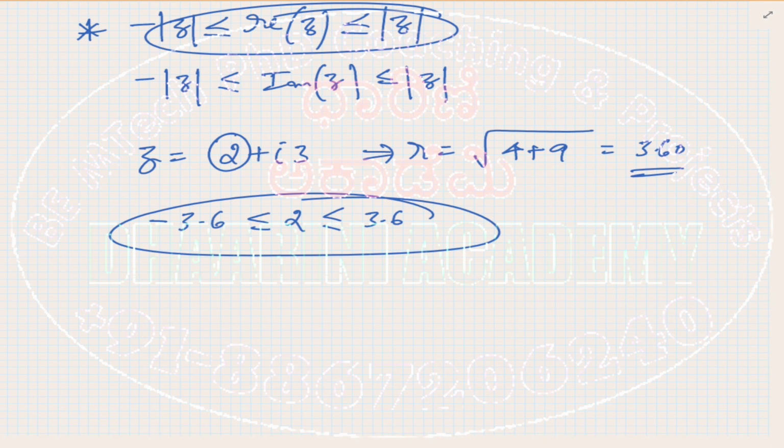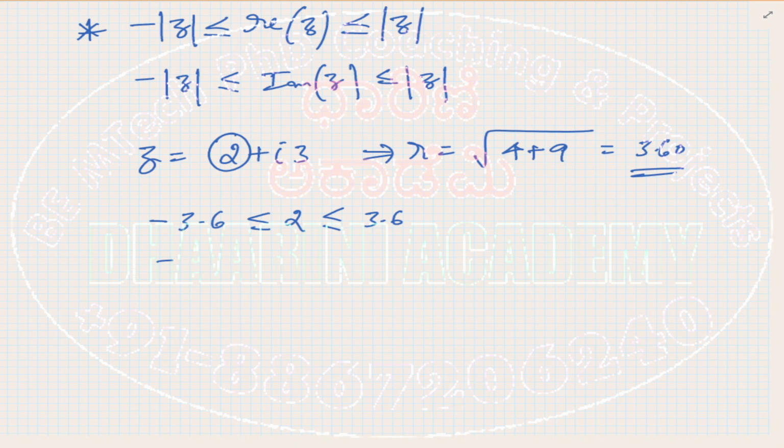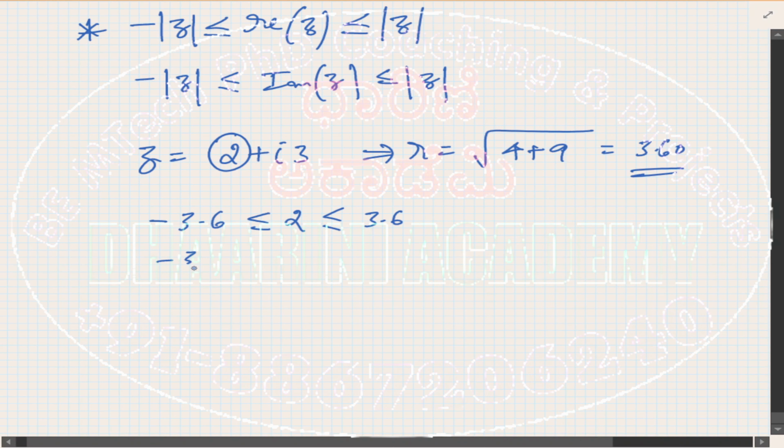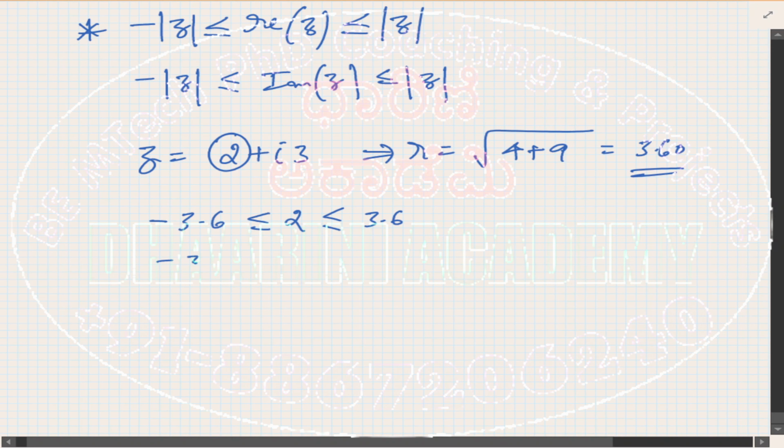The real part lies between minus of magnitude z and plus of magnitude z. That is correct. Second, let's try to find this. Minus of 3.6 is less than or equal to the imaginary part. What is the imaginary part? That is 3. Less than or equal to 3.6. Right? So it is satisfied. It's always true.